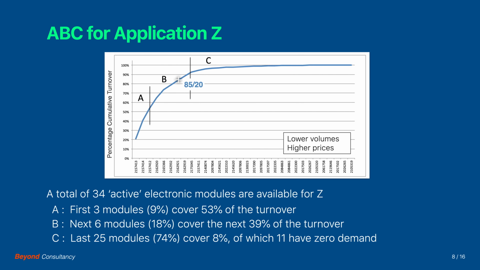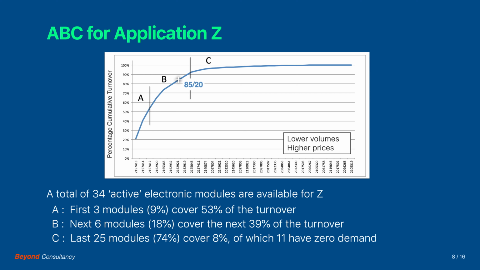Lastly, a total of 34 electronic modules serve the application Z. The first three modules cover 53% of the total turnover. More broadly speaking here, the first 20% of the modules cover 85% of the turnover. This includes the A items and most of the B. The C items form nearly 75% and cover less than 10% of the turnover. Nearly half the C items have zero demand.